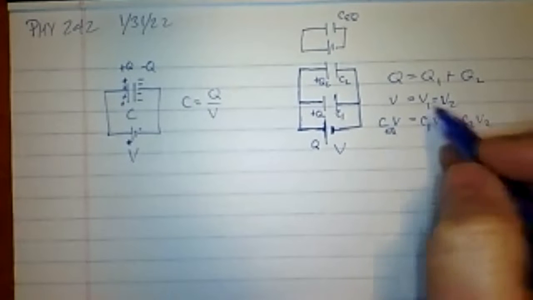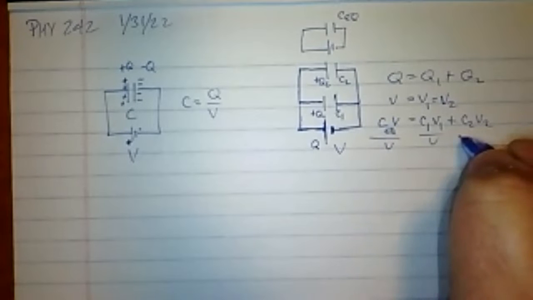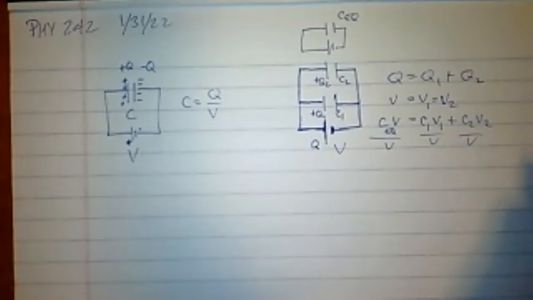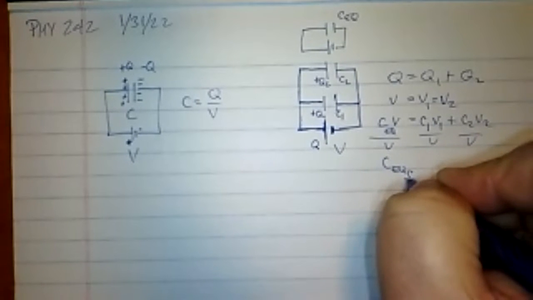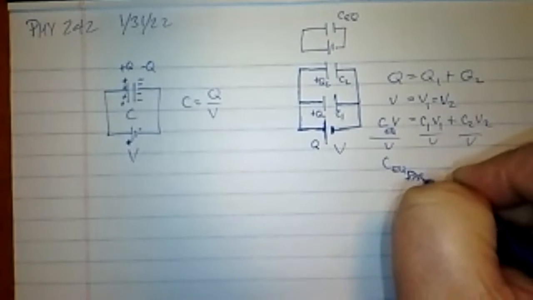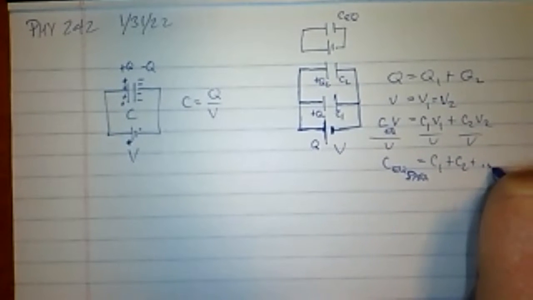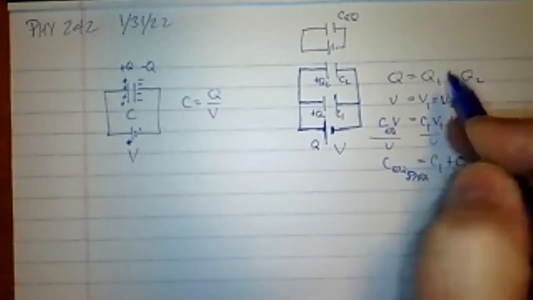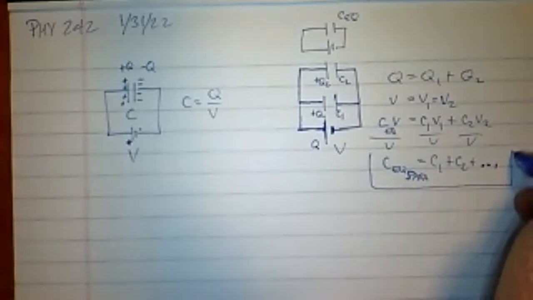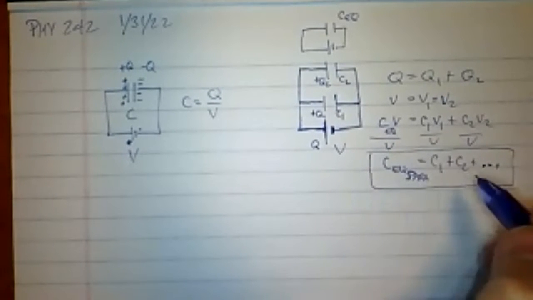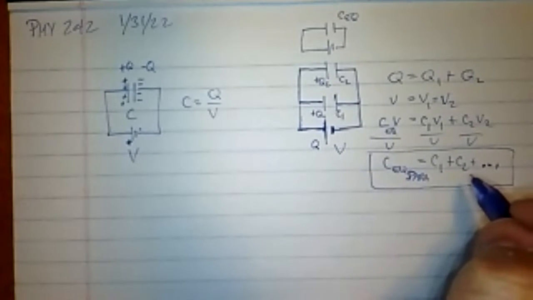But because V1 equals V2 equals V, I can divide through by it. And whatever you do to one side, as long as you do it to the other, is fine. I end up getting C equivalent for parallel is equal to C1 plus C2 plus and so on. So I only did 2, but I think you can see that no matter how many you have, the same results would occur. So that's our formula. What that means is by putting capacitors in parallel, you increase the net capacitance.